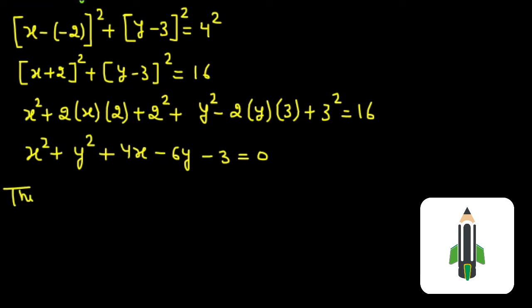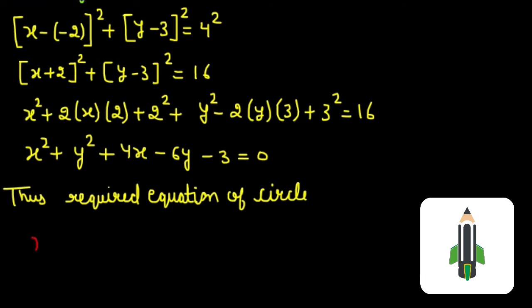Thus, the required equation of circle is x² + y² + 4x - 6y - 3 = 0.